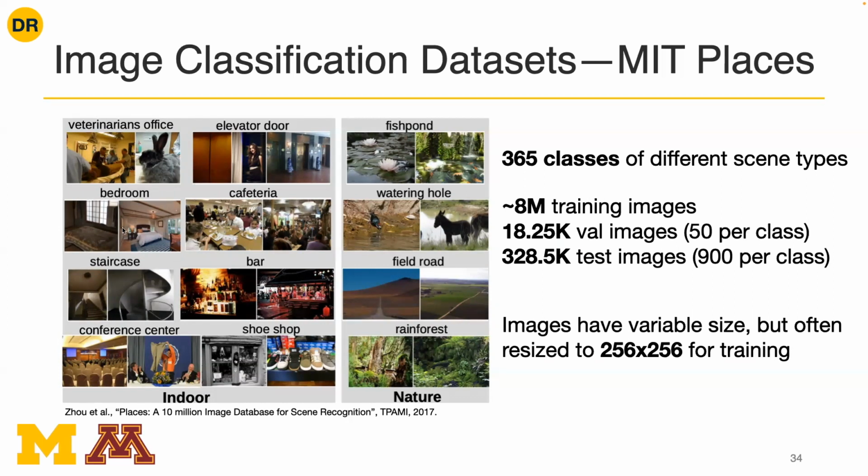This is even larger than ImageNet, so you have 8 million total training images. Once again, a lot of the images come from the internet, so you typically will resize them to ensure that there's a fixed input for your algorithms in terms of size.